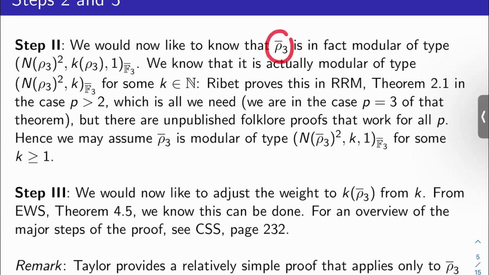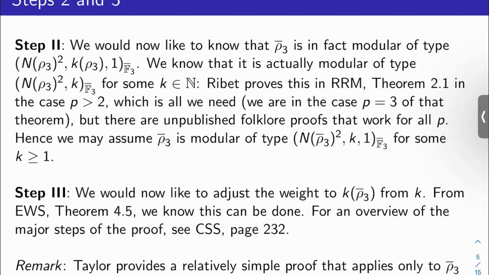We want to know that rho bar 3 is actually modular of type the conductor of rho 3 squared, comma, the k that Serre's conjecture prescribes, comma, trivial character over F bar 3. We know it's actually modular of type conductor of rho 3 squared, comma, k over F bar 3 for some k and n by theorem 2.1 in Ribet's level lowering theorem paper. And the case p is bigger than 2, which is the only case we need because we're working in the case p equals 3. There are unpublished proofs that work for all p, though. Okay, so step 2 allows me to conclude that rho bar 3 is modular of type N of rho bar 3 squared, comma, k, comma, 1 over F bar 3 for some k at least 1.